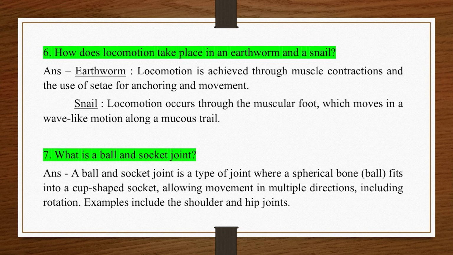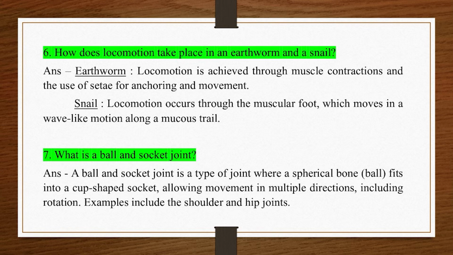6. How does locomotion take place in an earthworm and a snail? Answer: Earthworm. Locomotion is achieved through muscle contractions and the use of setae for anchoring and movement. Snail. Locomotion occurs through the muscular foot, which moves in a wave-like motion along a mucus trail.